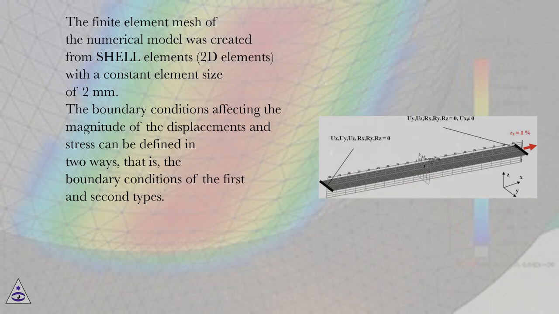The boundary conditions affecting the magnitude of the displacements and stress can be defined in two ways, that is, the boundary conditions of the first and second types.